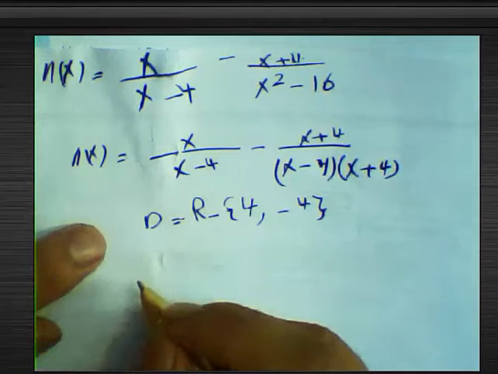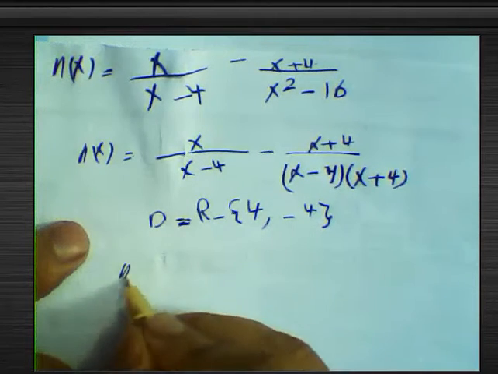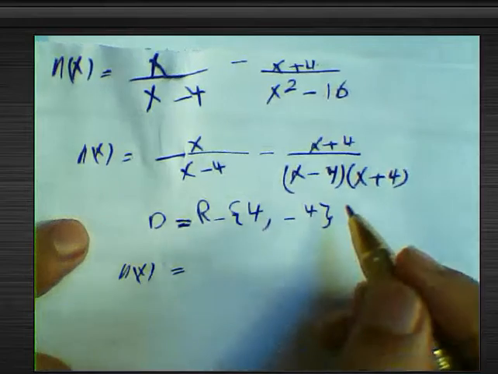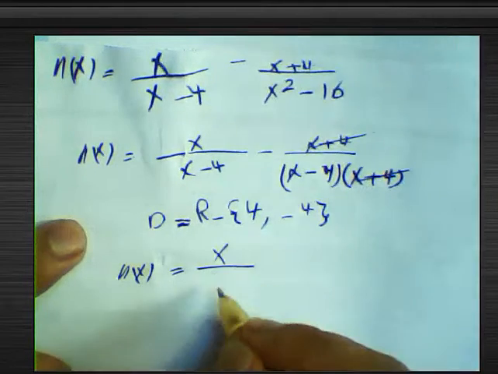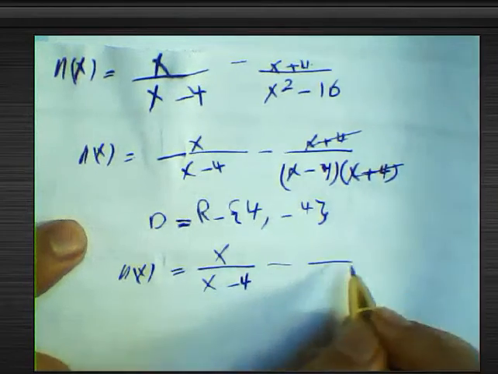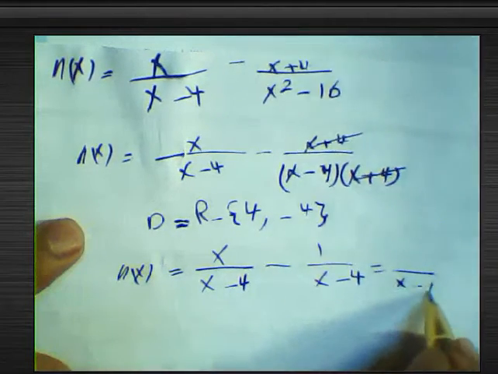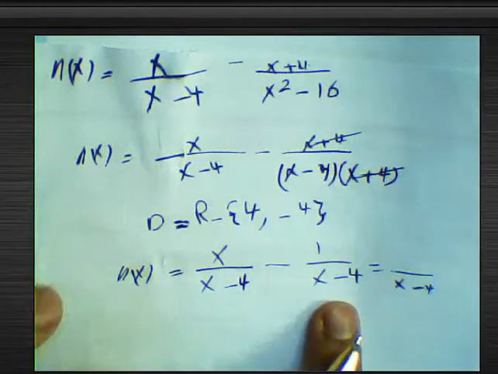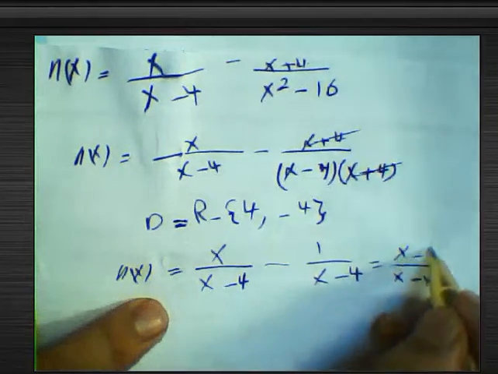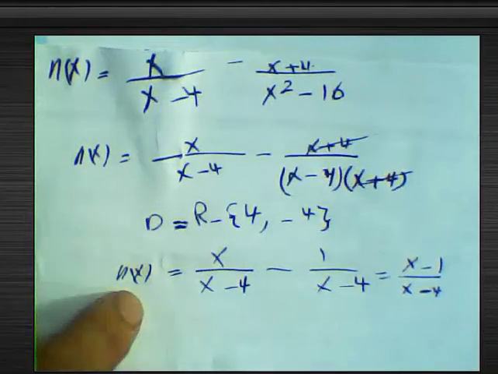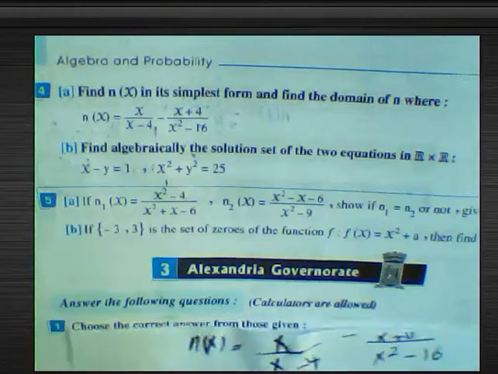Okay, it's the domain. And what about the simplest form? We can write the simplest form. We can cancel x plus 4 with x plus 4, so the result will be (x subtract 1) over (x subtract 4). The numerator is x subtract 1 and the denominator is x subtract 4. This is the result for this fraction. Okay, it's the simplest form.